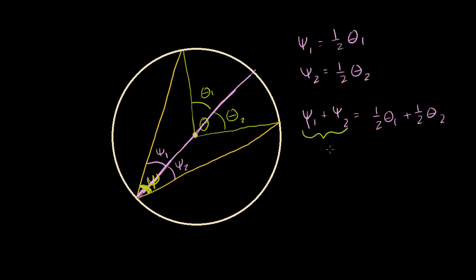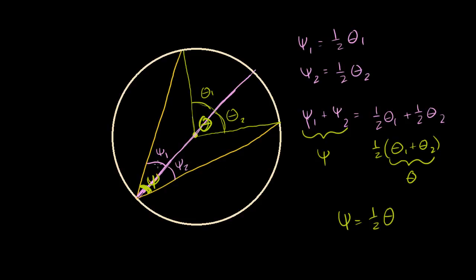Psi 1 plus psi 2 is equal to the first inscribed angle that we want to deal with, just regular psi. And this right here is equal to 1/2 times theta 1 plus theta 2. What's theta 1 plus theta 2? Well, that's just our original theta that we were dealing with. So now we see that psi is equal to 1/2 theta.